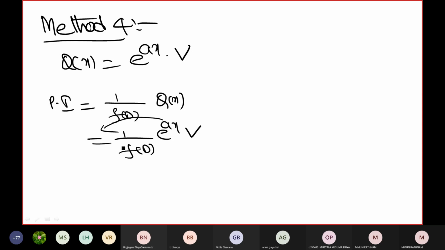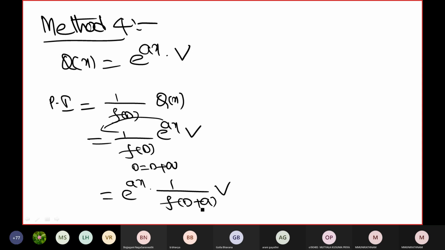First, e power ax has to be moved to the front by replacing d by d plus a. To move e power ax to the front, we have to pay a bribe. The bribe is that in place of d we should replace d plus a. Okay? So then e power ax moves to the front, and this is 1 by f of d plus a into v. So the PI will be e power ax into v, and so we move e power ax to the front by replacing d by d plus a. Then this is e power ax into 1 by f of d plus a into v.